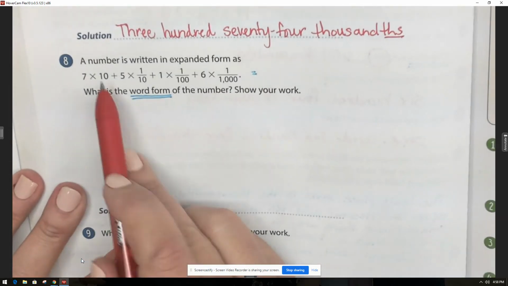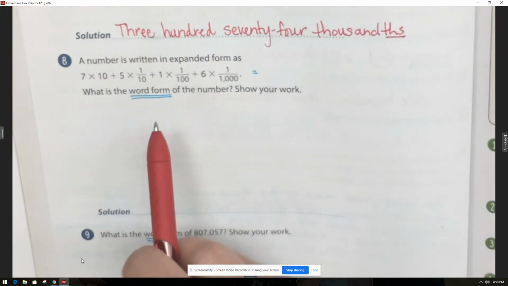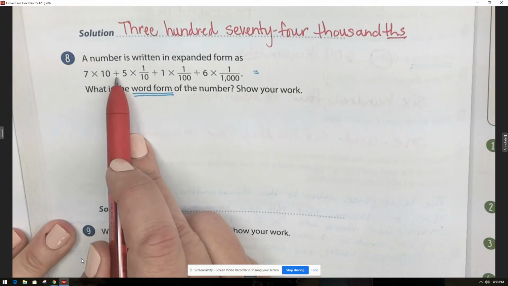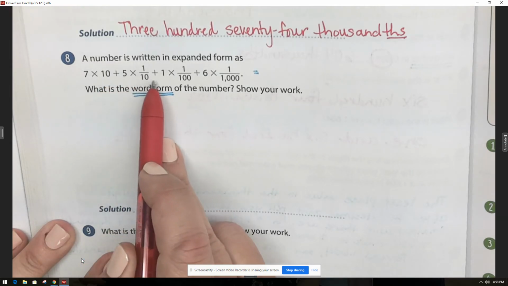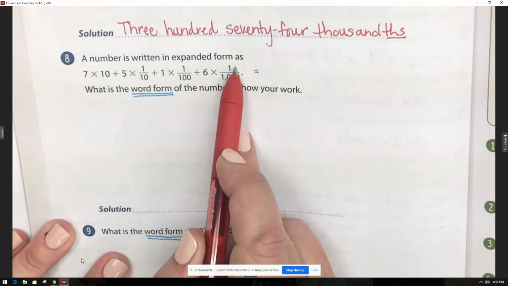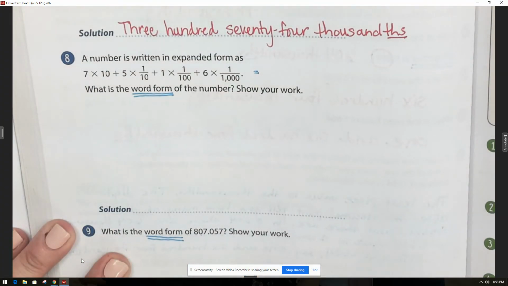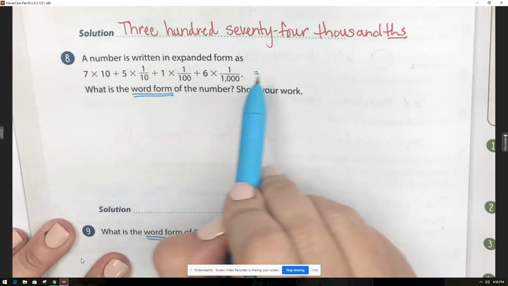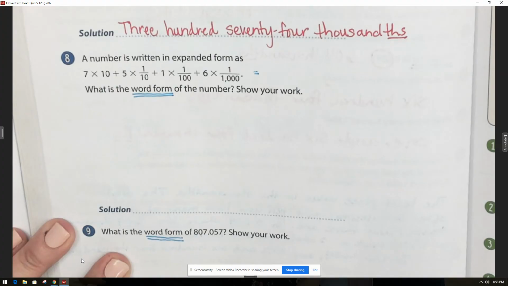Now on number 8, it says a number is written in expanded form as 7 times 10 plus 5 times 1/10 plus 1 times 1/100th plus 6 times 1/1000th. And then we want to know what is the word form of this number. Now I'm going to tell you, I cannot look at that right now the way it is and know how in the world to write this number in word form. I have to do something first. What I need to do is find out what this looks like in standard form as a decimal.